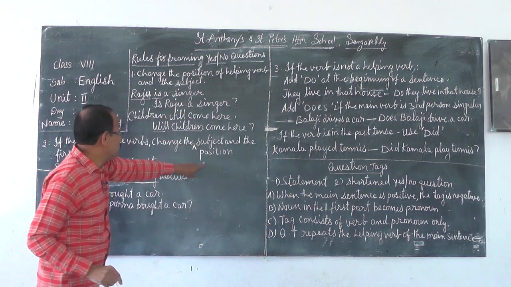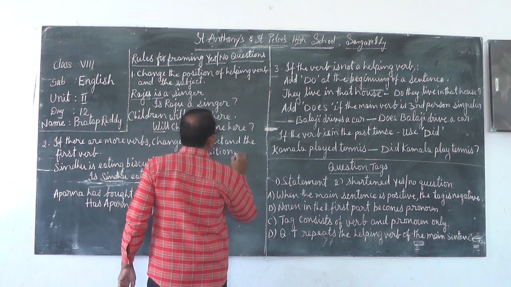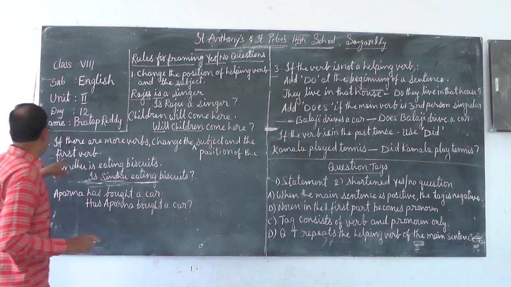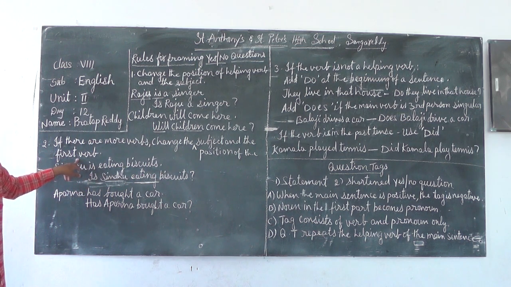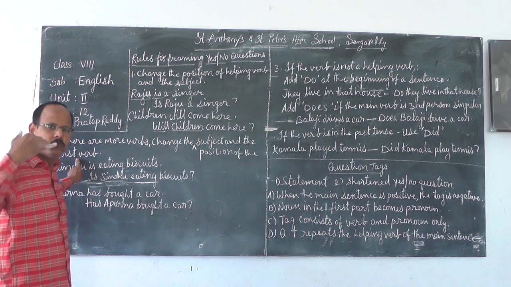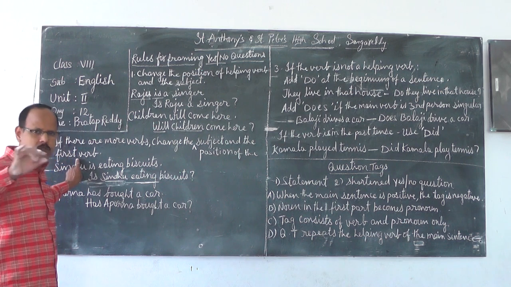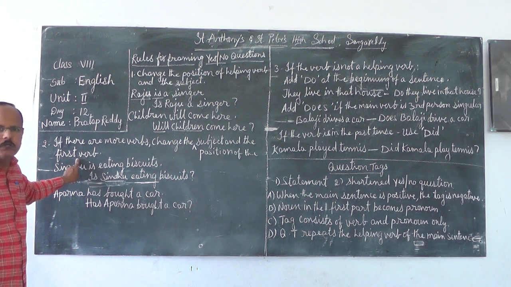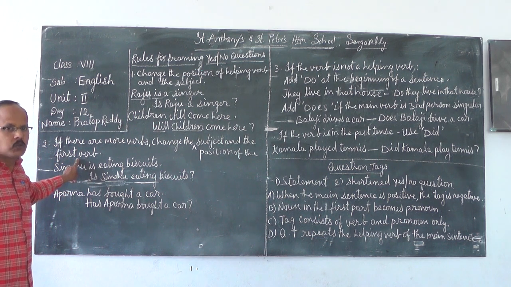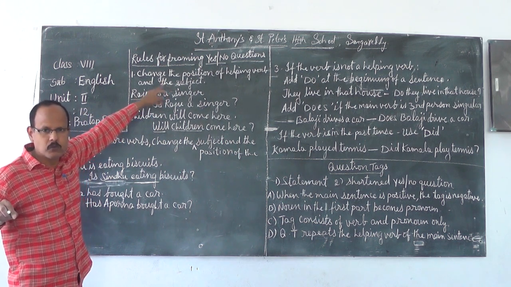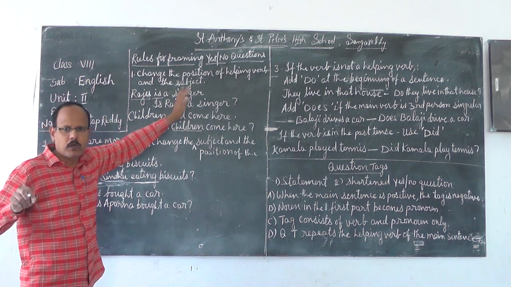Change the position of the subject and the first verb only, not the second verb. In some sentences there can be two verbs. In that case, we should change the position of the first verb and the subject only. In these examples, we have only one verb, one helping verb and one main verb.